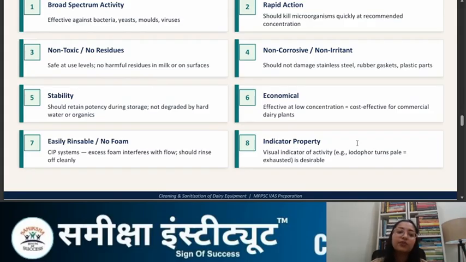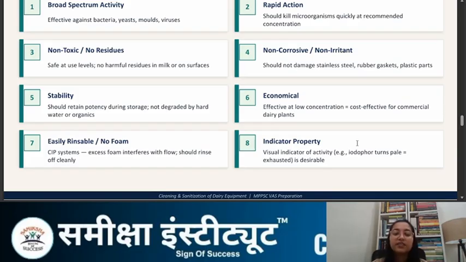Third, these should be non-toxic, or they should not leave any residue in the equipment, and should not have any adverse effect on the animals or the equipments. It should be safe at use levels, with no harmful residues, and should not harm the workers or the handlers. Then fourth, it should be non-corrosive, non-irritant. It should not damage the stainless steel, rubber gaskets and the plastic parts that are used in the dairy equipments.